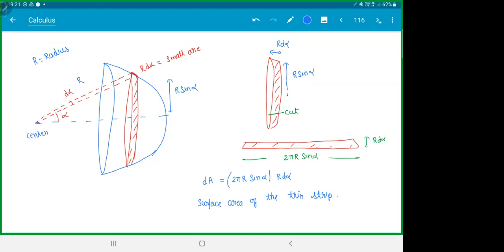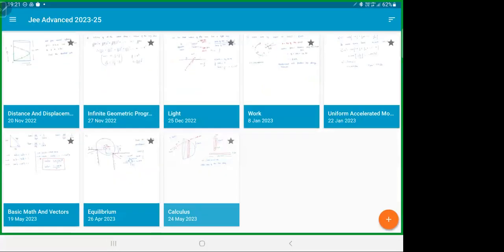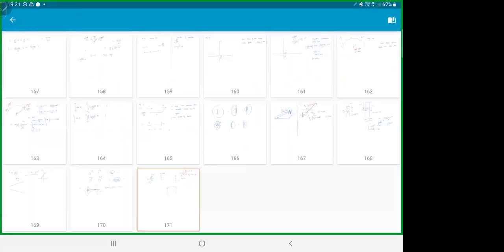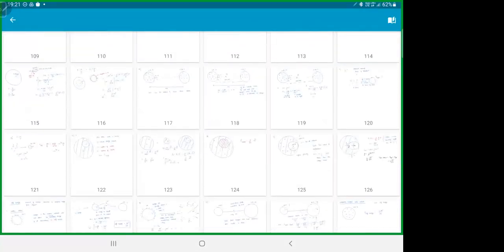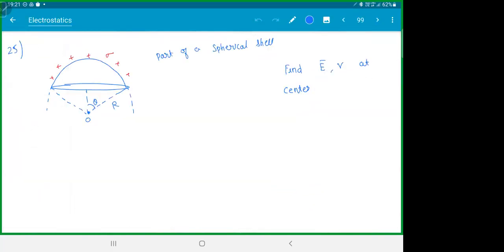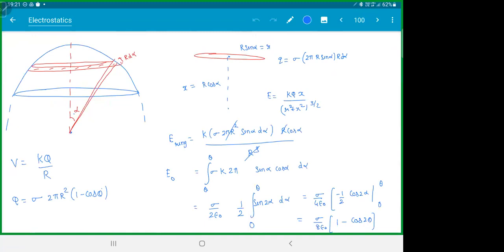Please check how I took the element. The idea of taking an element is quite important. We will see this a lot. Recently, I'll show you how we used it. This was a question actually. There is a shell, part of a shell, so there is some charge and so on. The question was to find the field. See how we took the element, exact same way. So we choose an element like that. You take it at an angle alpha, take a small thickness and you'll get this.